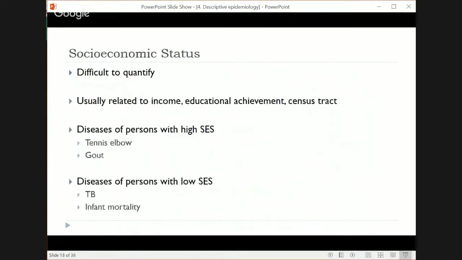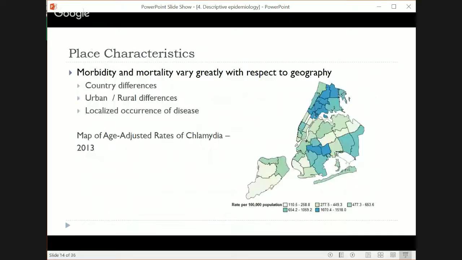Maybe socioeconomic status, I'm not sure, I don't have the book in front of me, but all right, so moving on to place characteristics. Disease varies greatly with respect to geography. We can see differences between countries, between Western and non-Western countries. We see differences based on urbanicity, so between urban and rural environments, and we can also see localized differences.